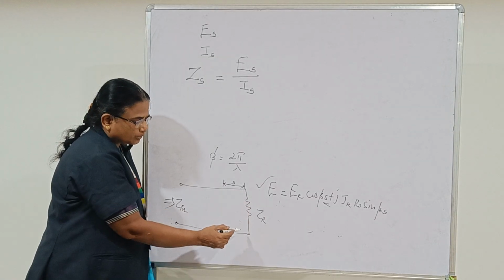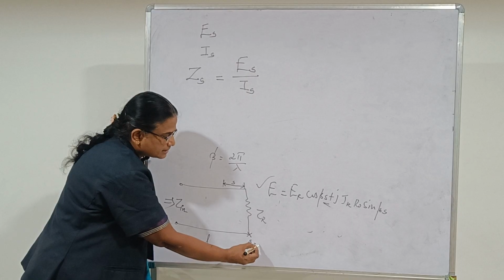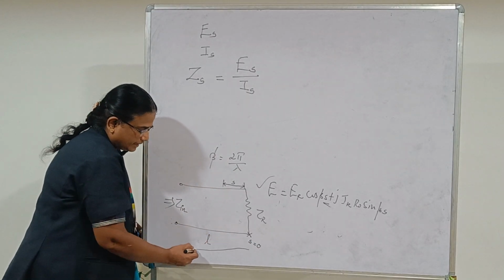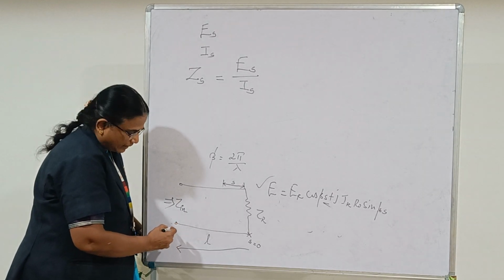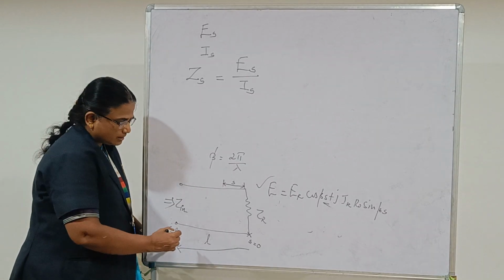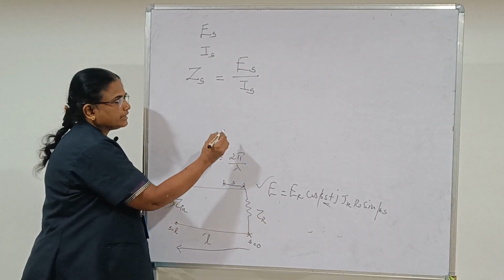At this point at the receiving end, the value for S is 0. Now, when you move towards the generator or the source, at the sending end, the value for S is equal to L, because the length of this line is L. And now you apply this condition.